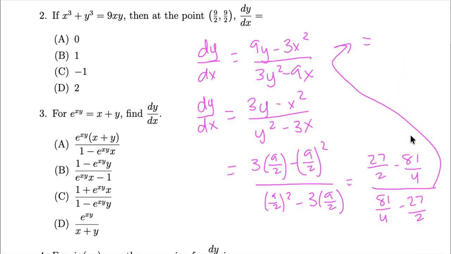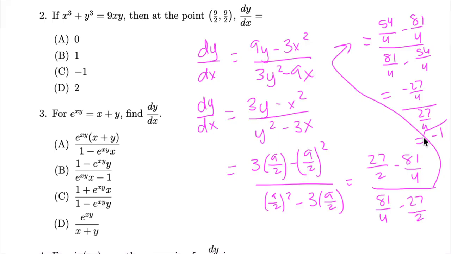All right, and then once we get a common denominator, this is going to become 54 over 4 minus 81 over 4, all over 81 over 4 minus 54 over 4, which is going to give us -27 over 4, all over 27 over 4, which is just equal to -1, which would be answer choice C.